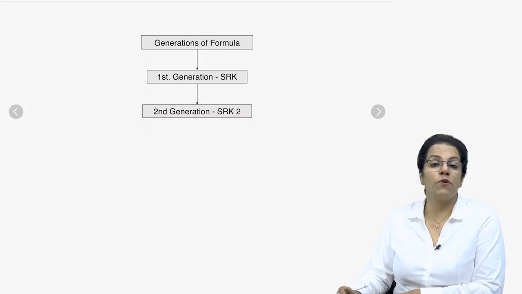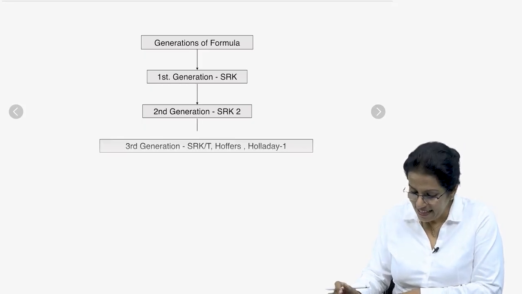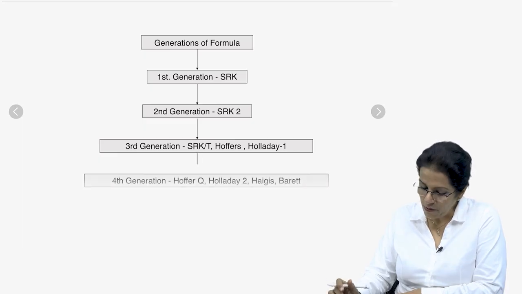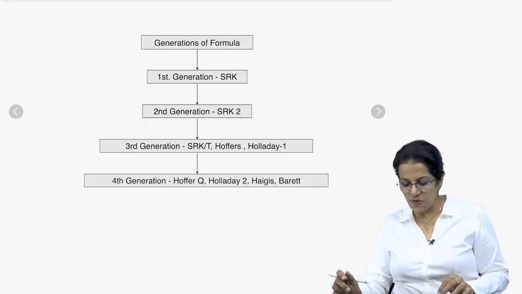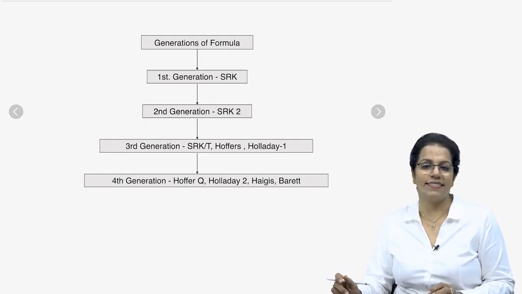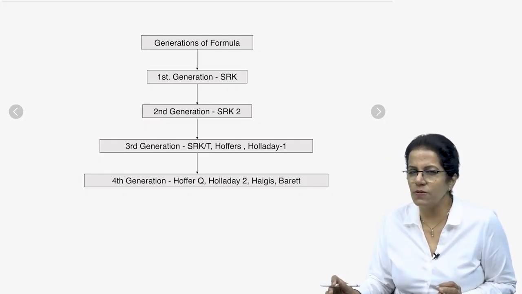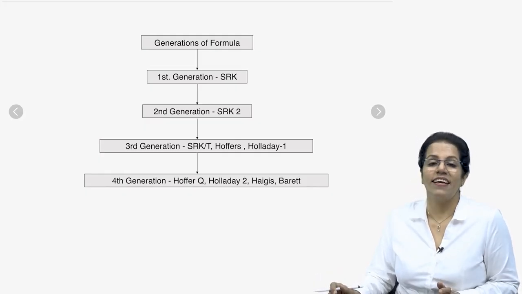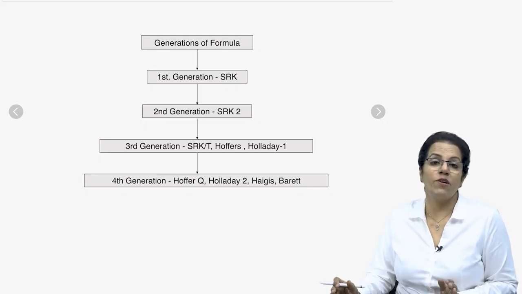So, it will take a few more variations of the axial length and all. Just know what the names of third generation are. It is SRK/T, Hoffer's and Holladay 1. And fourth generation is Hoffer Q, Holladay 2, Haigis and Barrett. I know it's bad, but I want you to learn also what I am teaching you. I'll tell you what, we will learn what is asked.